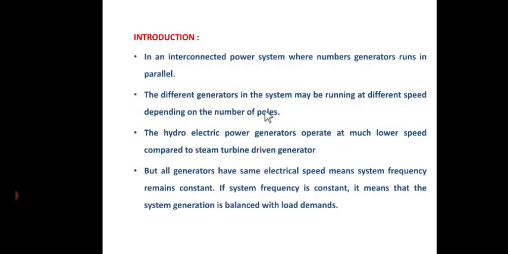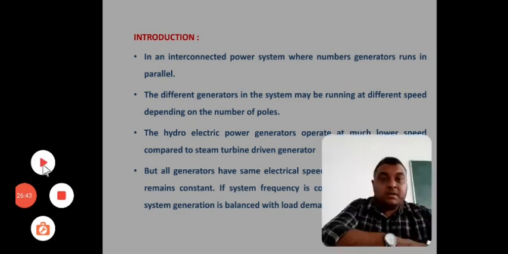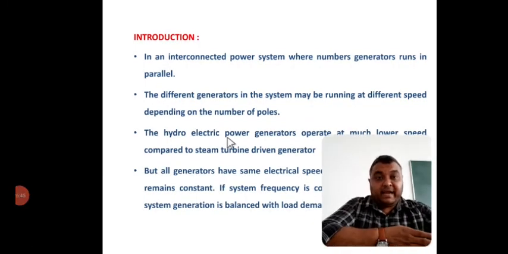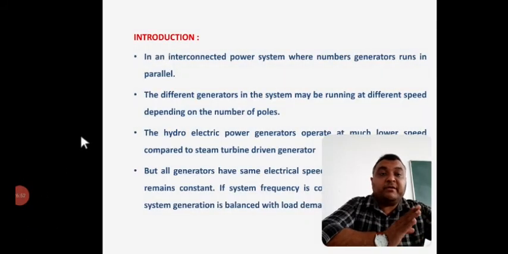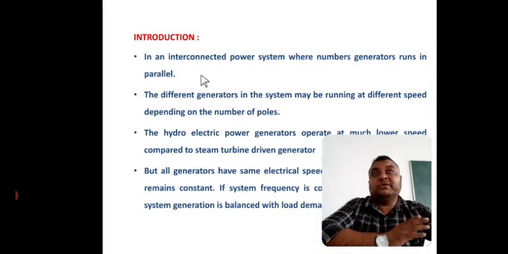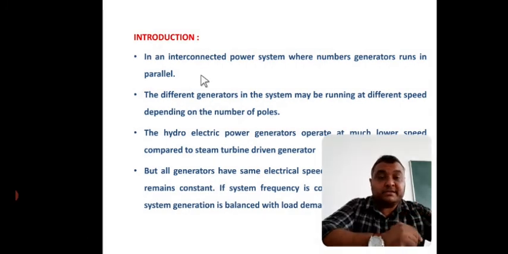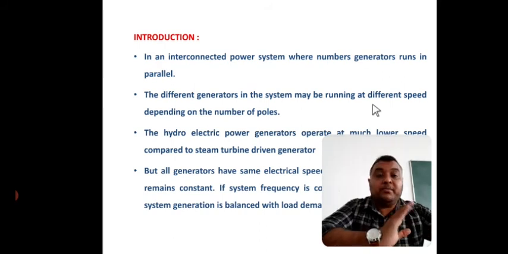Then we can see some introductory points. In an interconnected power system, a number of generators run in parallel, and the different generators in the system may be running at different speeds depending on the number of poles.